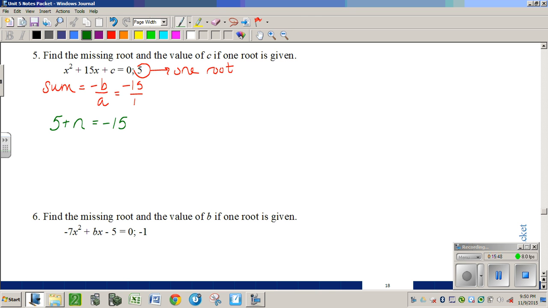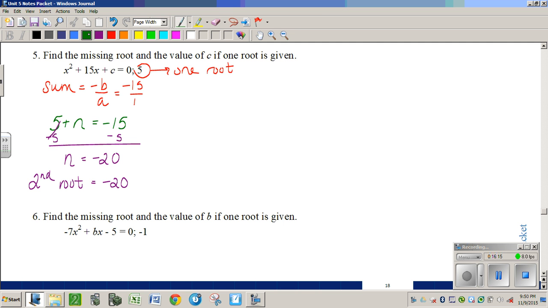So what would your missing n value be here? We would subtract 5 from both sides. So it looks like our missing value here would be negative 20. So our second root we are looking at is negative 20. Now that's not your c value, okay? That's your other solution. So your one root is negative 20, your other root is 5.